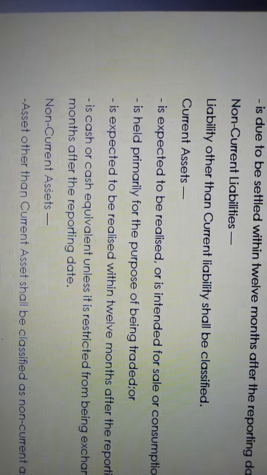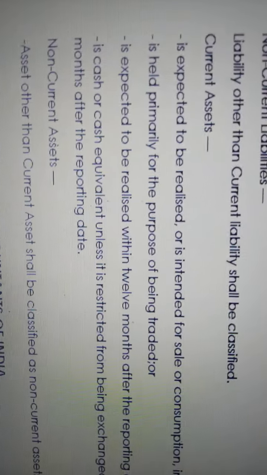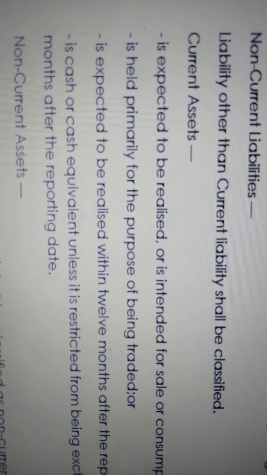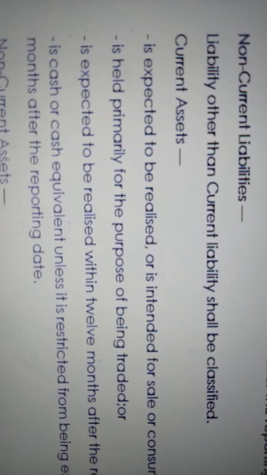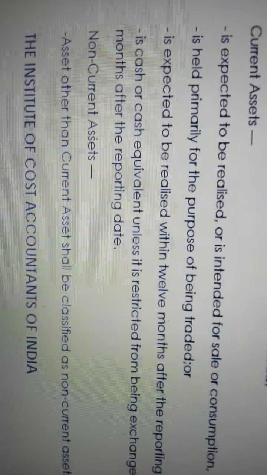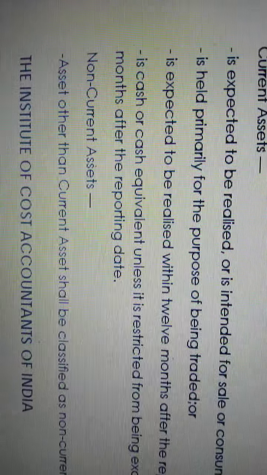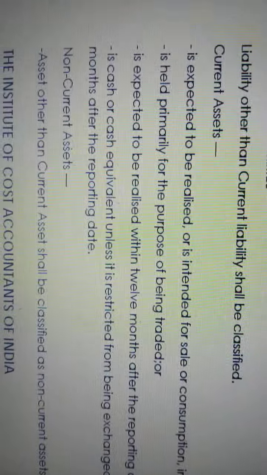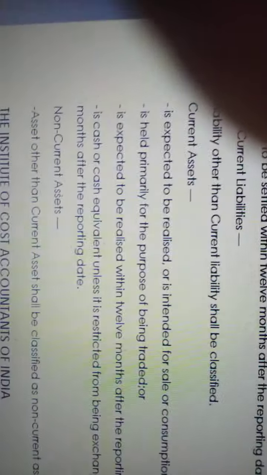Likewise we have to define. So what is the next one? Current assets are held primarily for the purpose of being traded. Then a current asset is expected to be realized within 12 months after the reporting date. Here also, from the balance sheet date, if anything is receivable within 12 months, that is also a current asset. So what is non-current assets? Assets other than current assets are considered non-current assets. With this we can continue the explanation below.